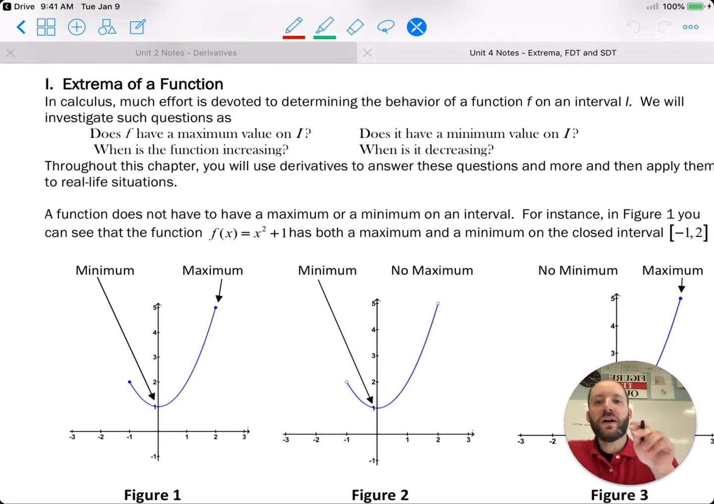So, extrema of a function, you are looking at these questions. Where does a maximum or minimum value occur? When is the function increasing? When is it decreasing? Alright? And depending on what you're given to work with, your answers vary, okay?